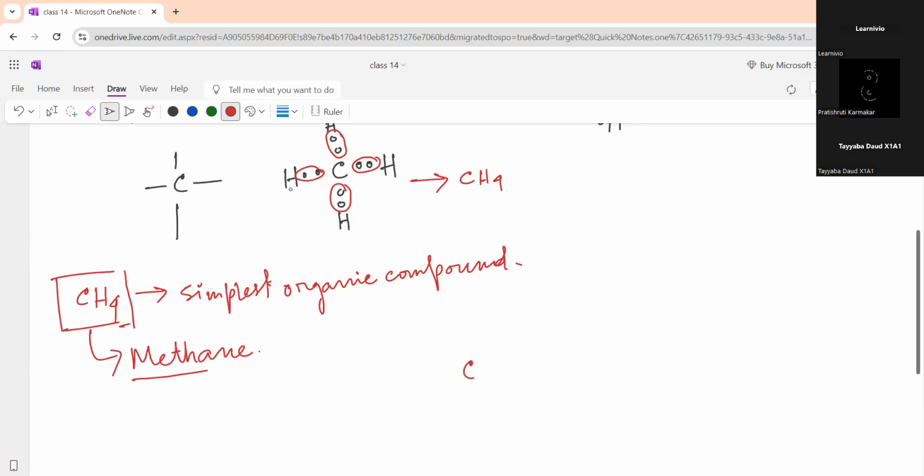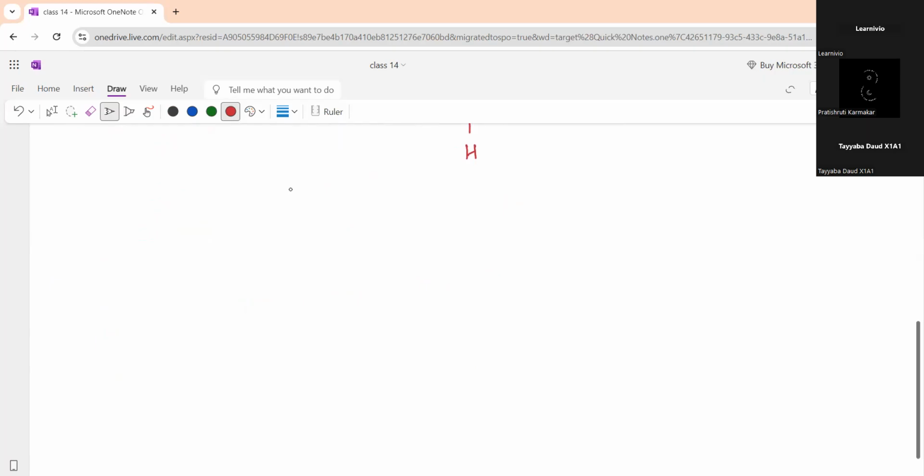So how many bonds can one carbon atom make? 4 bonds, and if those 4 bonds are made with 4 different hydrogens, then we will call it methane, which is our simplest organic compound. Now, you remember that we learned sigma bond and p orbitals in the last class: px, py, and pz, right?